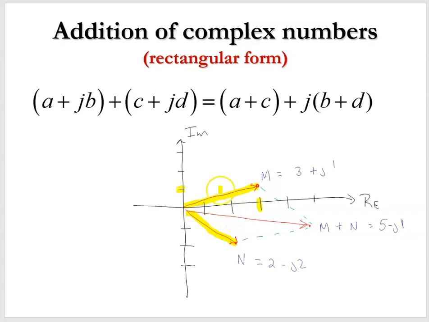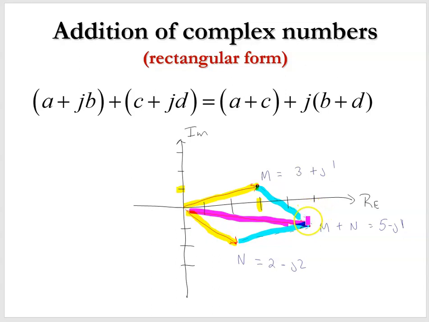But if we're trying to add them, then what we do, we can create a trapezoid, right? So we take our M and we slide that down, and there's the M slid down here. Here's the N slid up, and we end up with this trapezoid, and our result is here in the middle. Our M plus N is 5 minus j1, right?